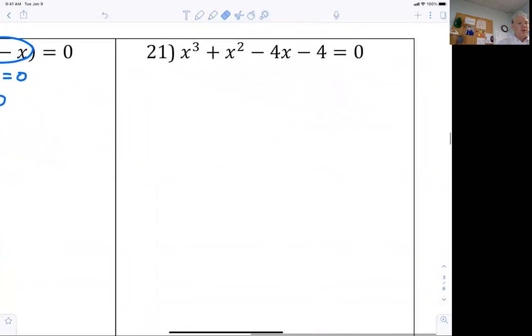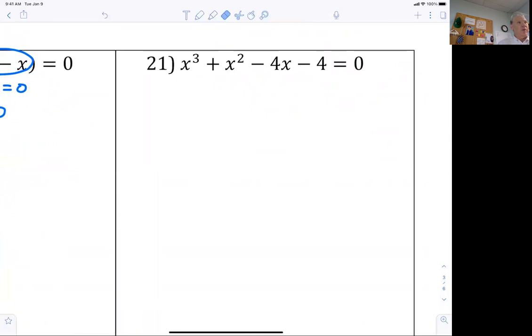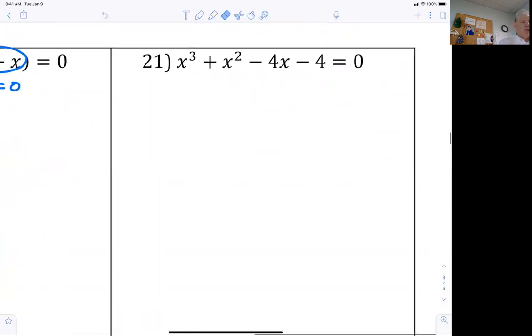What do we think I have to do here? And how many solutions are there going to be? 3. And everybody knows there's 3 because you're looking at the degree or the exponent. The largest exponent is a 3. Therefore, there are 3 solutions.